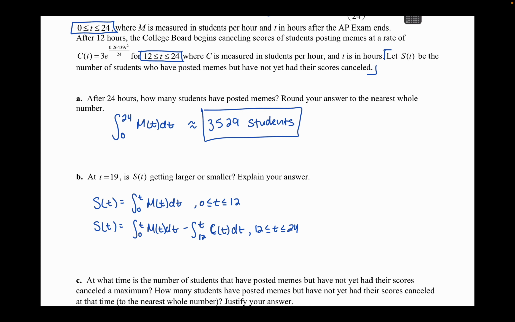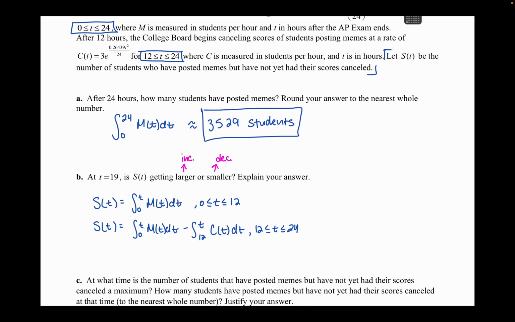So what this means is this first integral is the amount of students who have posted memes over that certain amount of hours. And the second integral is the amount of students who've had their scores canceled. So it's the amount of students who've posted minus the amount of students who've had their scores canceled. So we want to figure out, is S of t getting larger or smaller? So is it increasing or is it decreasing?